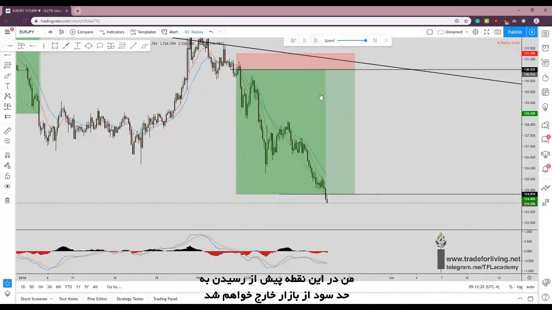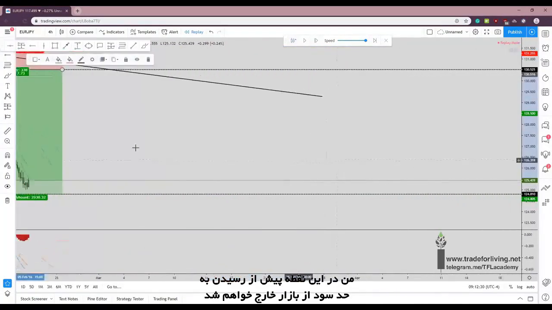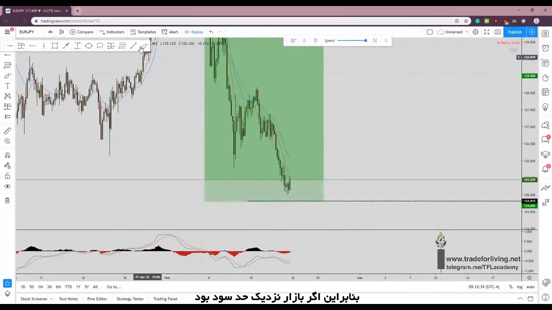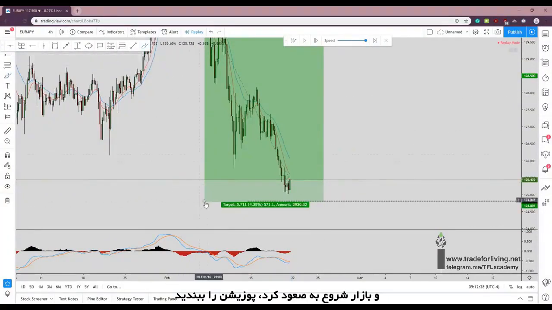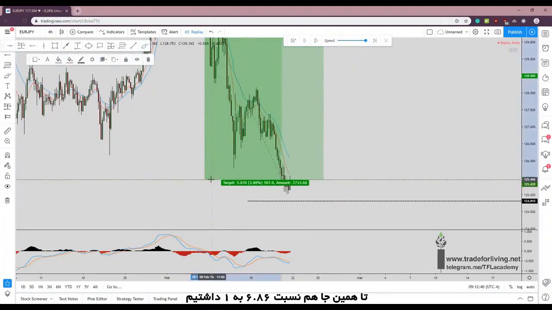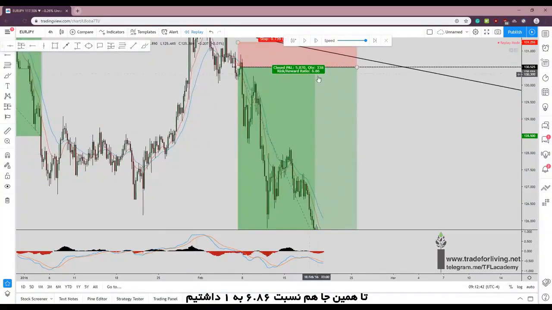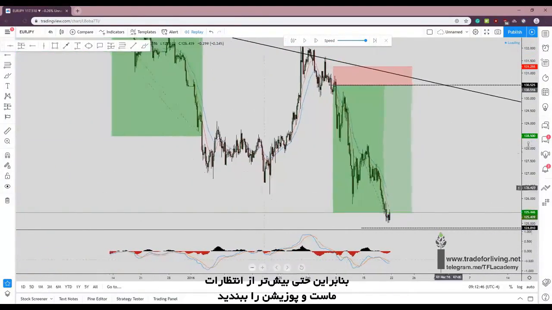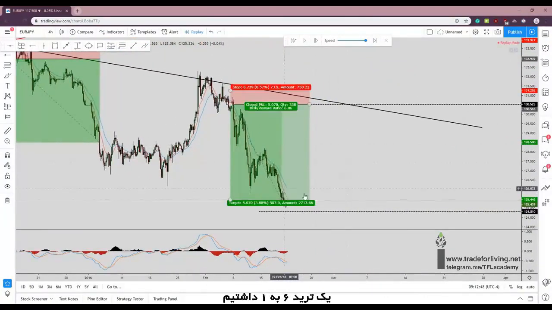At this point, guys, I would have exited the market before my take profit was hit because I had a rejection. So if you are near to your take profit and the market starts a rejection to the upside, just close out the position. You already have a 1 to 6.86. Close out the position. You made much more than you need. So we have a 1 to 6 again.